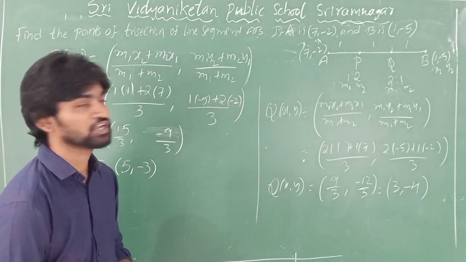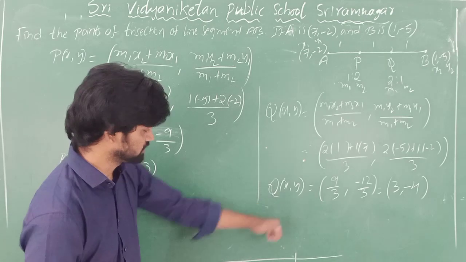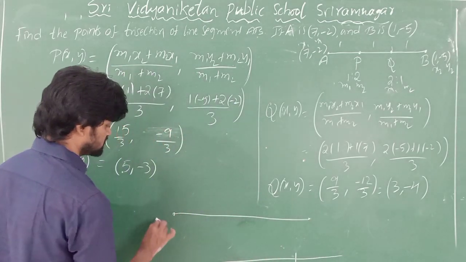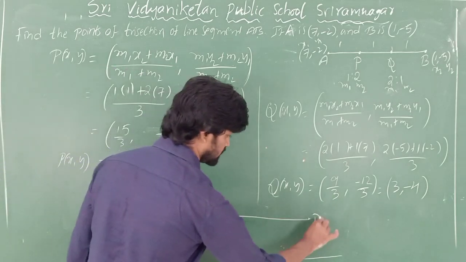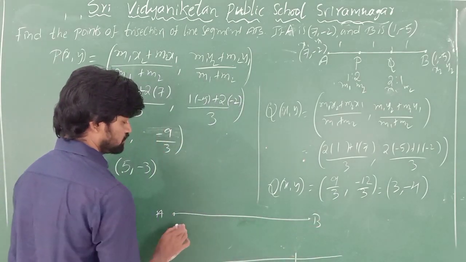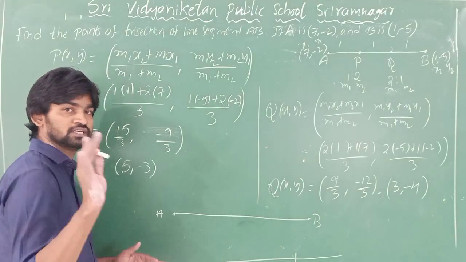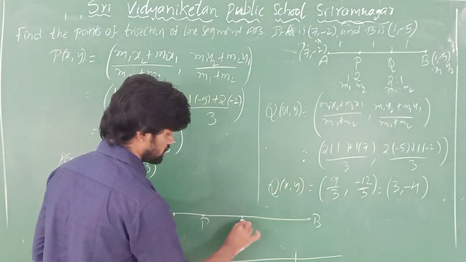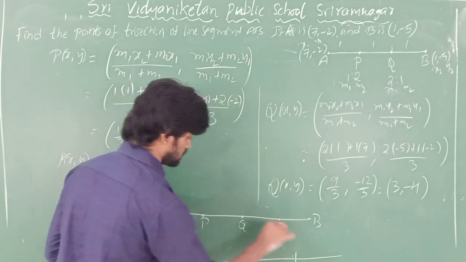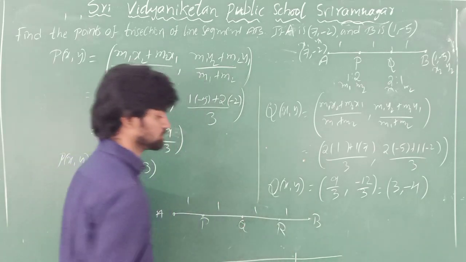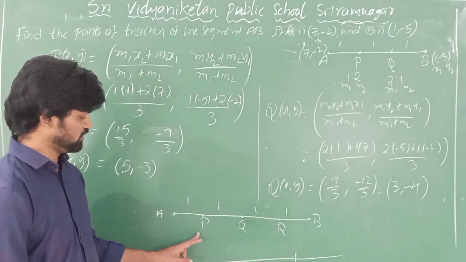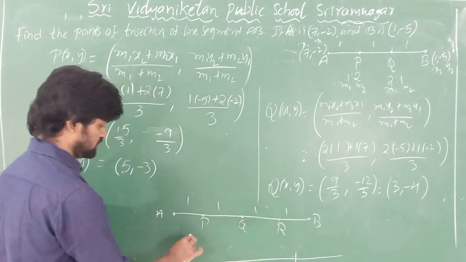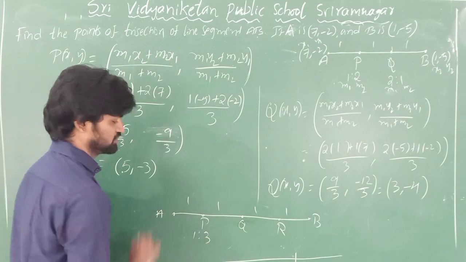If you want 4 equal parts, I will show here how to do that. Just the ratio changes. AB is a line segment. Now to divide this into 4 equal parts, you need 3 points: P, Q, R. In front of P, how many parts are there? 1. After P, 1, 2, 3, 3 parts are there. So it divides in 1:3 ratio.